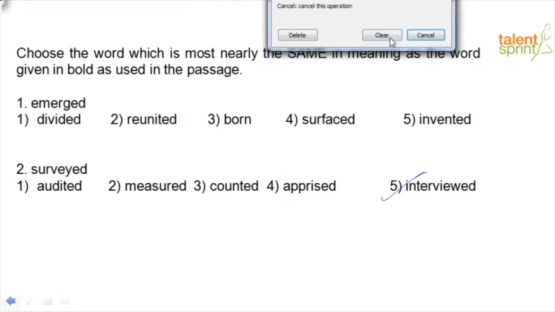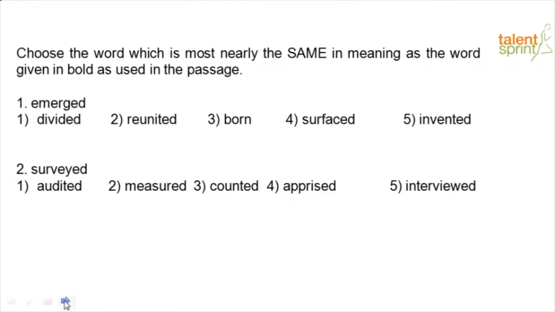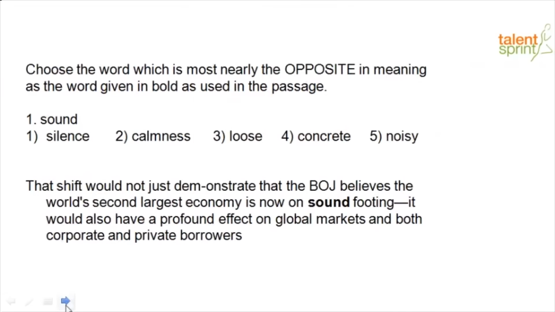Let's look at some antonyms. We looked at synonyms. Let's move on and look at some antonyms, right? Choose the word which is most nearly the opposite in meaning as the word given in bold as used in the passage. So, sound, that's the word. As soon as you look at the word sound, you can relate it to noise, or to something really heavy or solid. So, concrete and noisy will be synonyms. I can quickly eliminate these options because we're looking at antonyms, opposite in meaning. So it could be silence, it could be calmness, maybe even loose, I don't know.